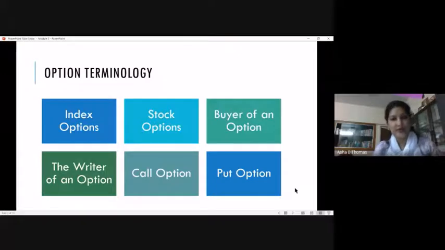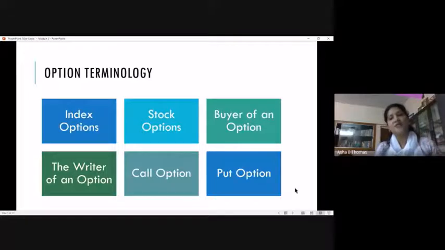As the first one, index option. As the name indicates, the underlying asset in this case would be Nifty or Sensex or any other index like Bank Nifty. So the name of the option indicates the underlying asset. The next is stock option, where the underlying asset is a stock. For example, the example which I showed you was an example of a stock option, where the underlying asset was the share of Hindustan Unilever.